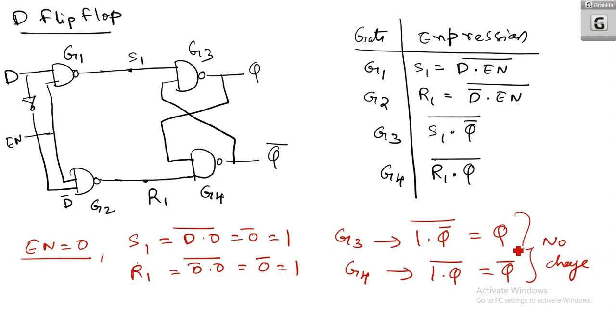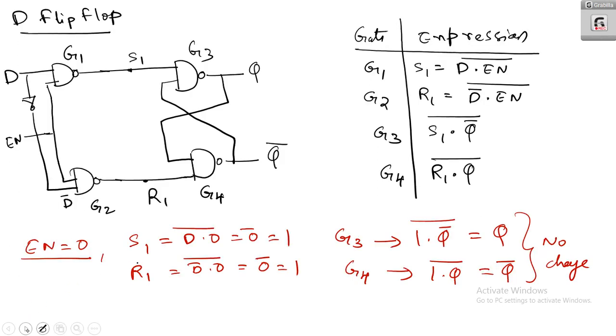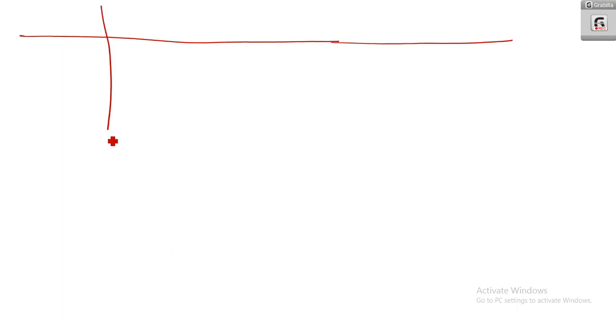Now coming into the next case. Now I am going to make a very big table. So enable I am making it as 1. In all these cases I am making enable equal to 1. There are 4 cases here.